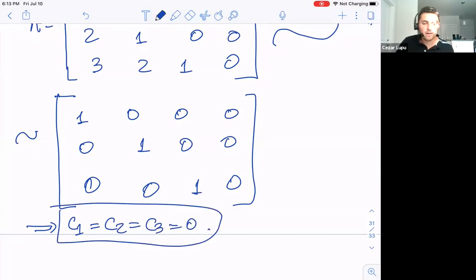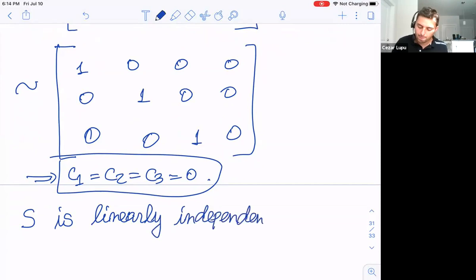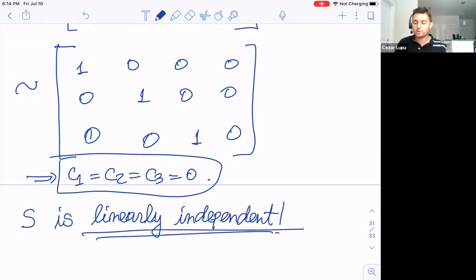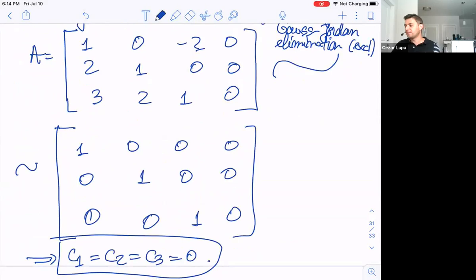So by concluding this, this will imply that my set is what? Is it linearly independent or linearly dependent? Indeed, so S is linearly independent. That's it. And this is how you test it. You see, at the end of the day, you have to solve a system of linear equations.